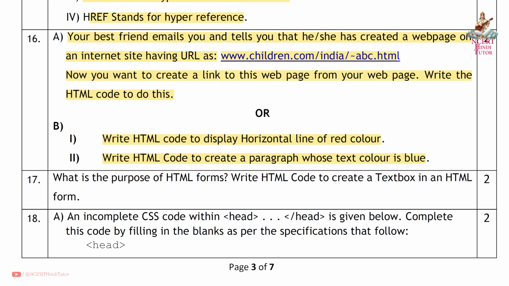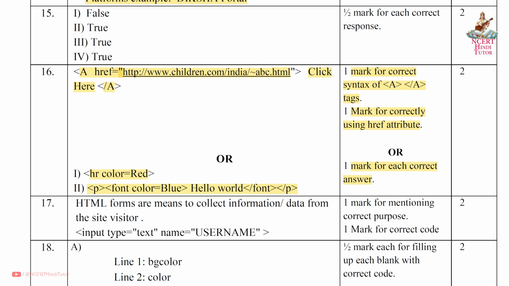Question 17. What is the purpose of HTML forms? Write HTML code to create a text box in an HTML form. Answer: HTML forms are means to collect information or data from the site visitor, and the correct code is this. You can note it down.